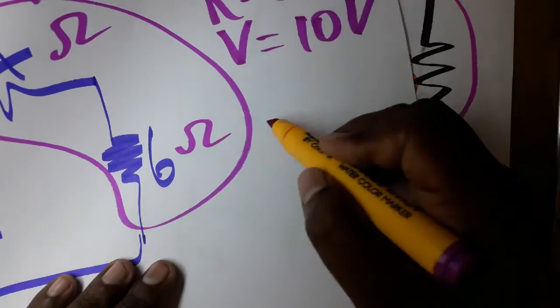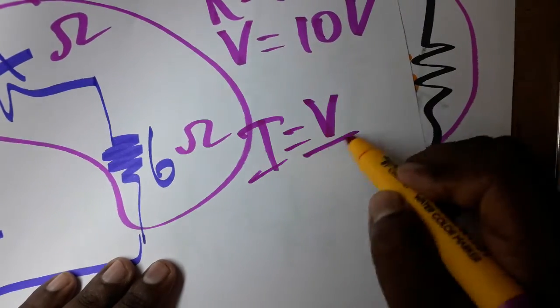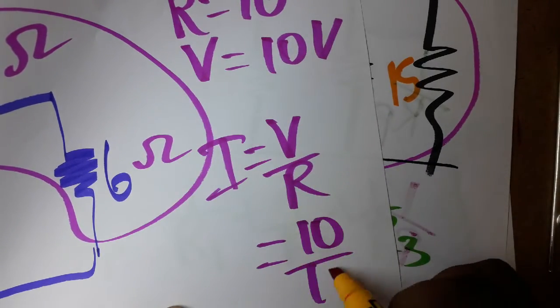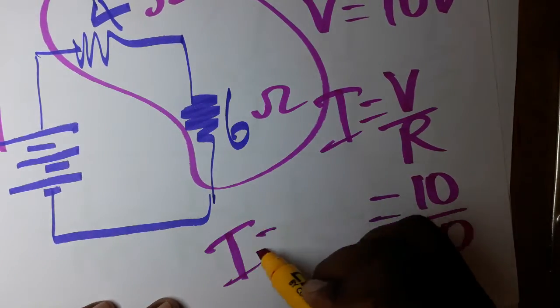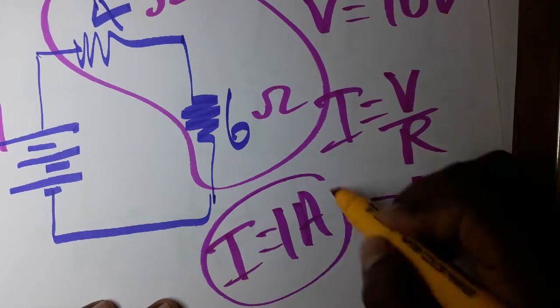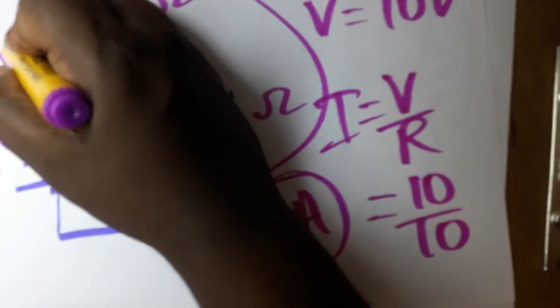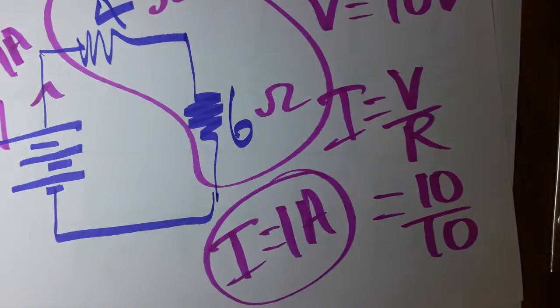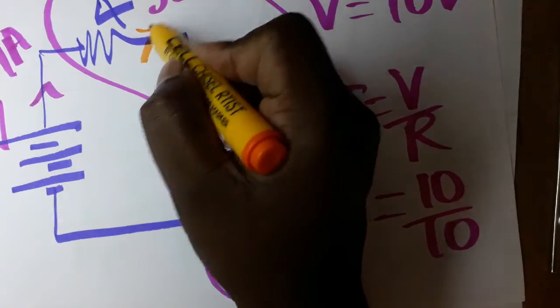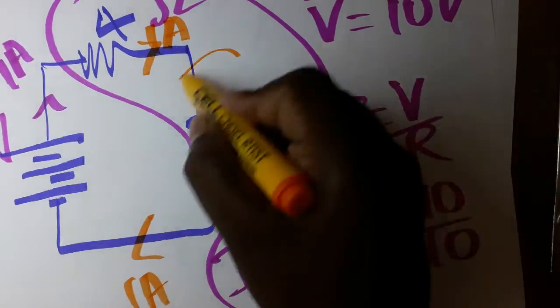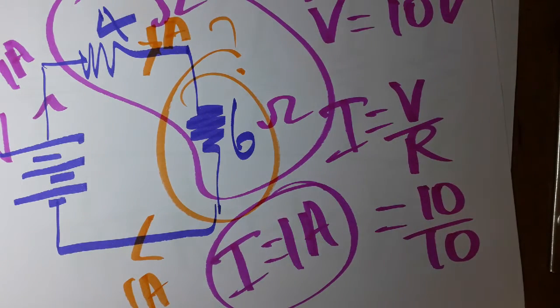Now the current flowing in the circuit is I equal to V divided by R. V is 10, R is 10, so the current flowing is 1 ampere. The total current flowing in the circuit is 1 ampere. That means here it is 1 ampere, and here also it is 1 ampere, and coming out it is 1 ampere. What about here? Here it's a question mark again.